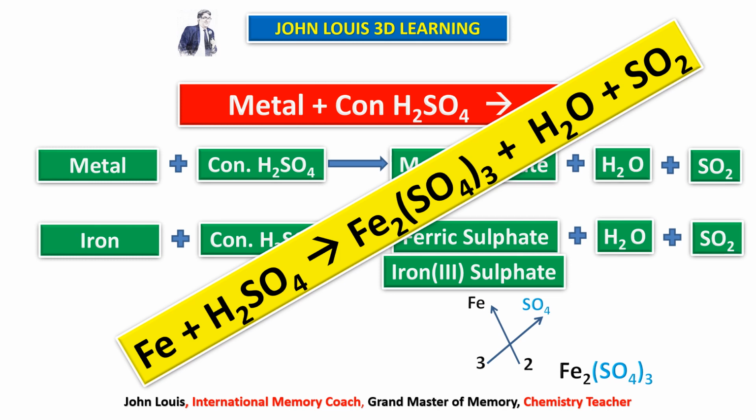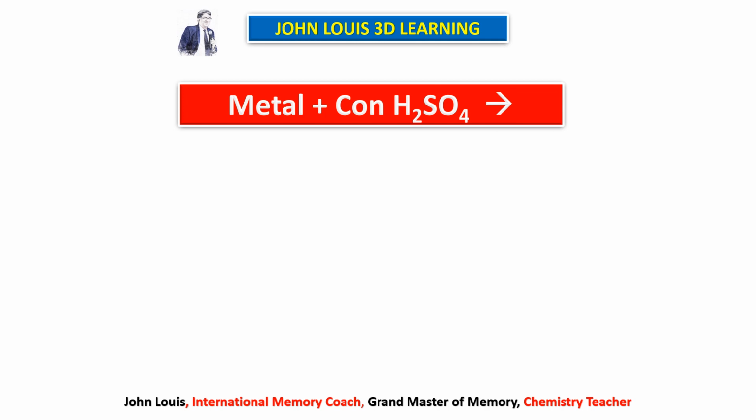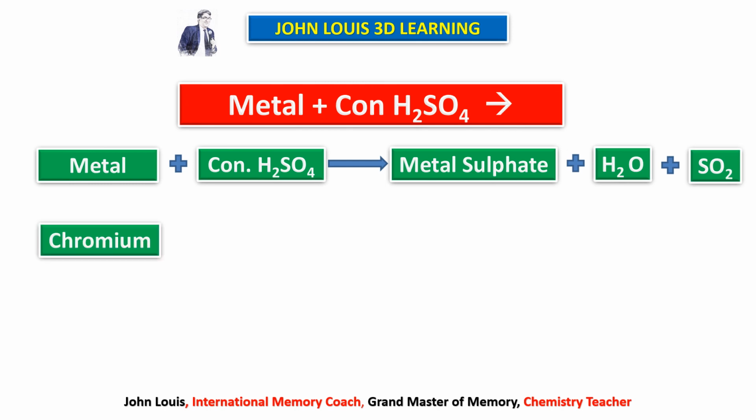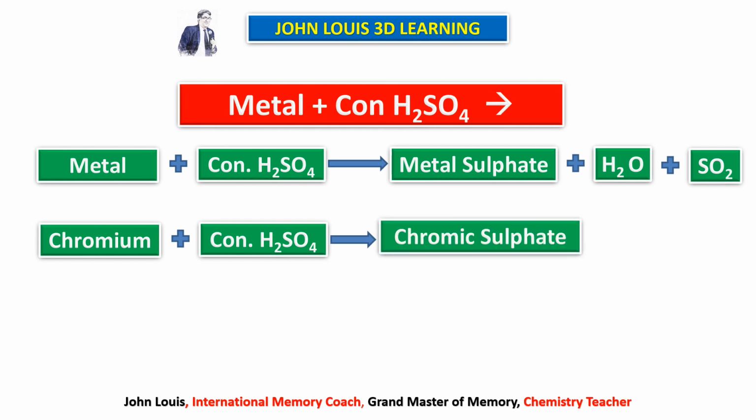Okay, shall we move on to the next example? The next example for metal plus concentrated sulfuric acid gives metal sulfate plus water plus sulfur dioxide is chromium. Can you guess what product you will get when chromium reacts with concentrated sulfuric acid? Like iron, chromium also has variable valencies, 2 and 3. Since it is concentrated acid, the higher valency is predominant. Therefore we have to take valency 3. Therefore chromium 3 sulfate, or chromic sulfate, plus water plus sulfur dioxide.